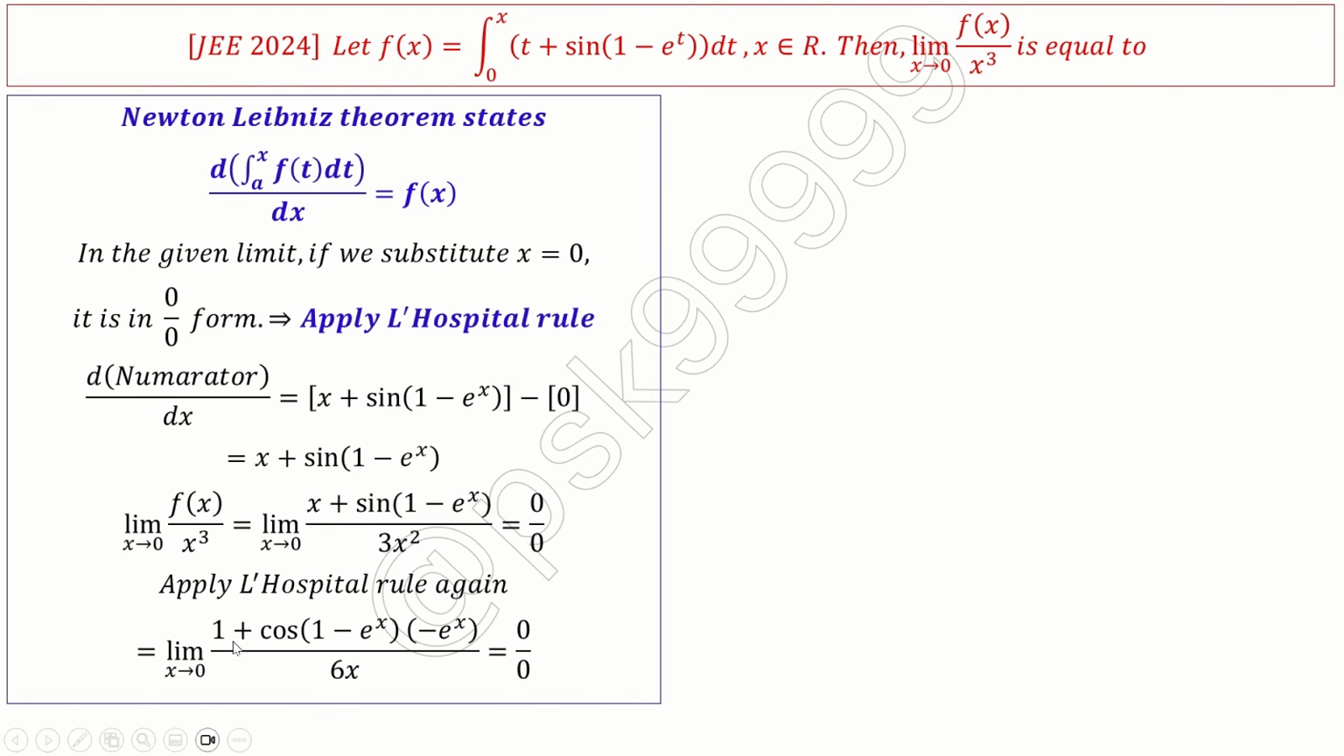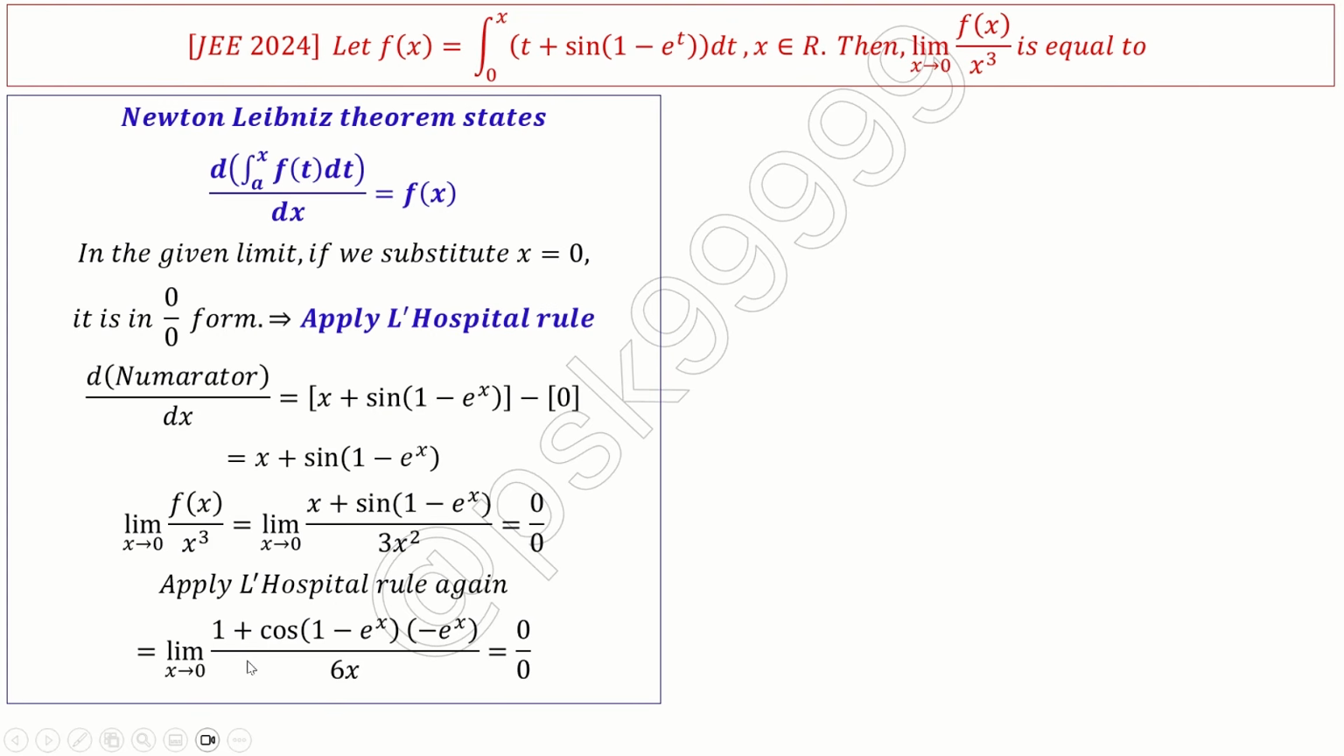Which means I will get limit x tends to 0, 1 plus cos of 1 minus e to the power of x into differentiation of this one, which is minus e to the power of x, by 6x. If you remember limits, whenever you find such a problem, you will actually differentiate until you get a constant term in the denominator, correct? So we are required to do one more time. Why? Let's see this.